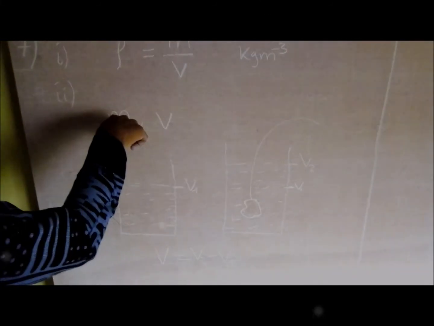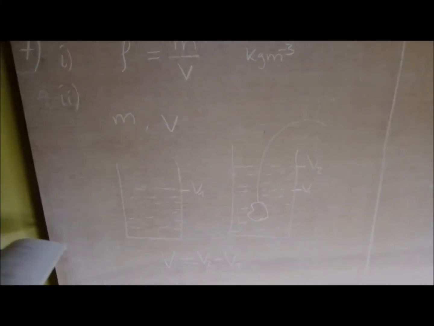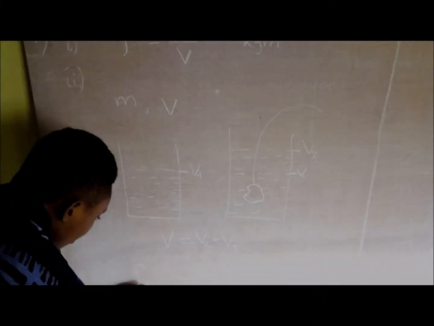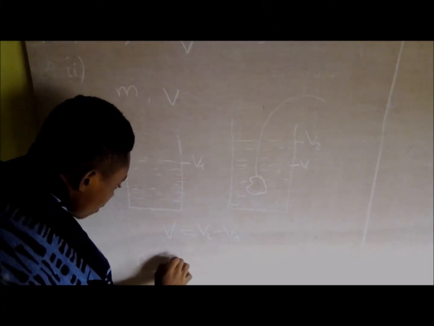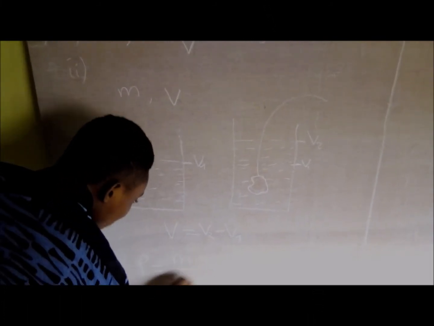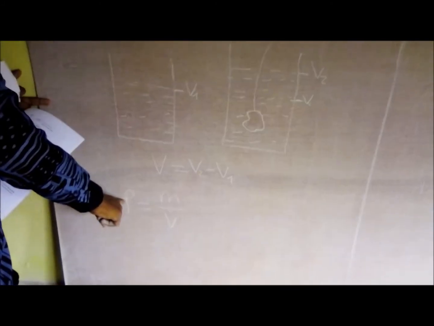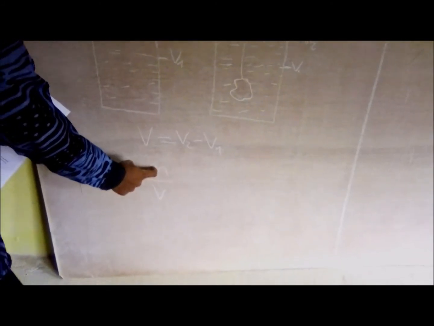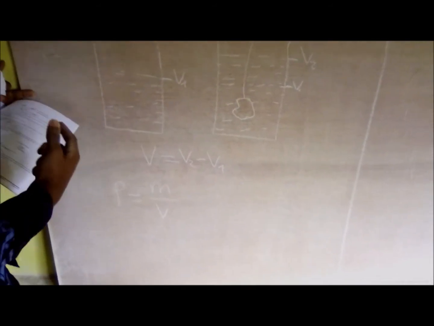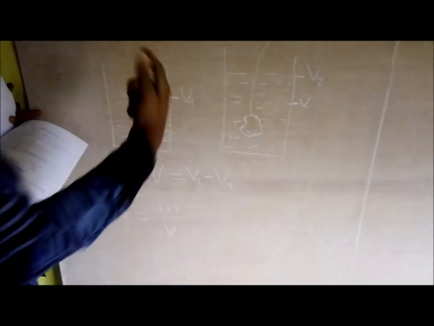Now we know the mass and we know the volume. So density is just equal to the mass of the stone divided by the volume of the stone, which is measured in kilogram per meter cubed.